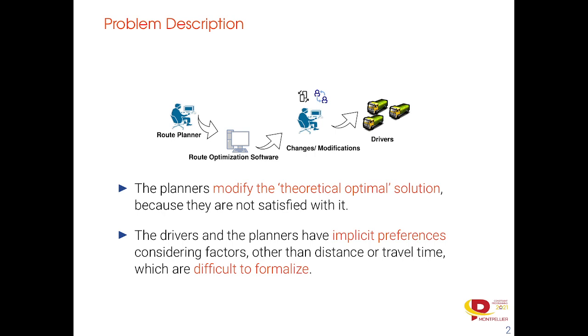The drivers have implicit preferences or implicit knowledge about these things, and it's not easy to formalize them. To put it into a VRP formulation is next to impossible. So the planners manually modify the theoretical optimal route to come up with a solution which is acceptable to the driver.